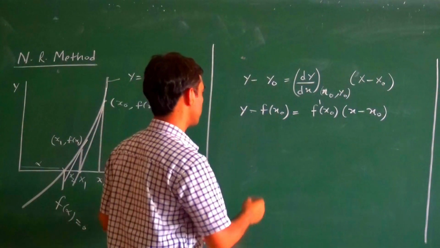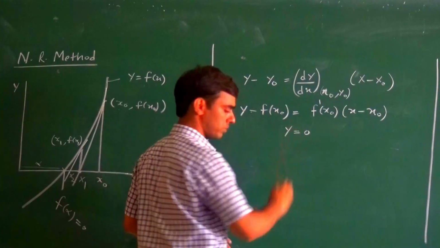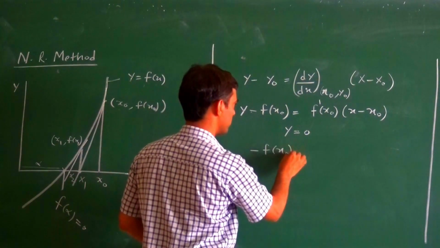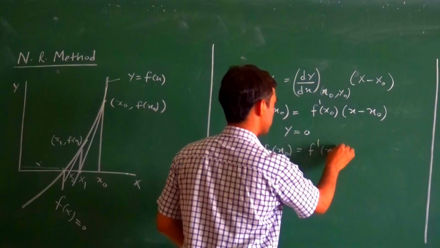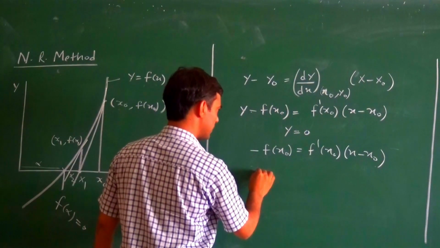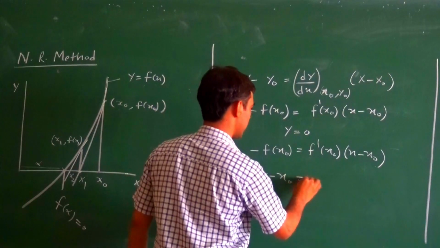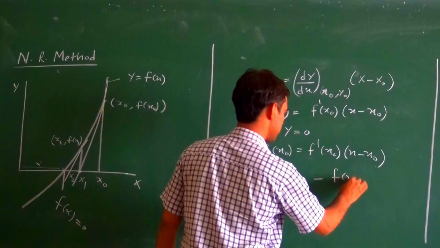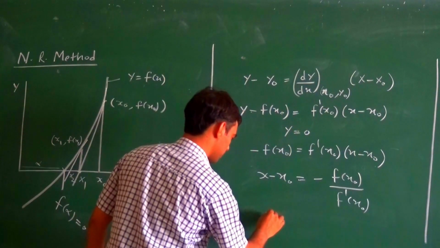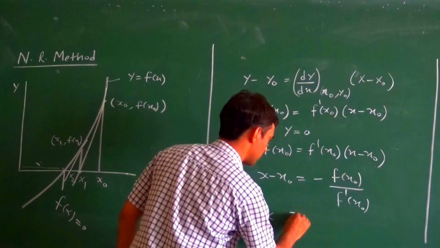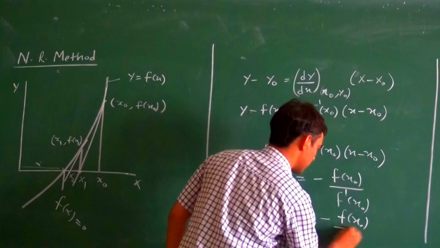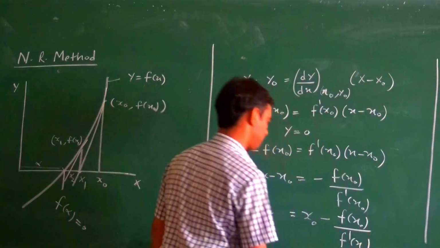So what is the equation of x-axis? y equal to 0. So here we put y equal to 0. Then this becomes minus f of x0 equal f dash x0 times x minus x0. Now if we simplify this, x minus x0 equal minus f of x0 divided by f dash x0. If we simplify more, then x equal what? x0 minus f of x0 divided by f dash x0.